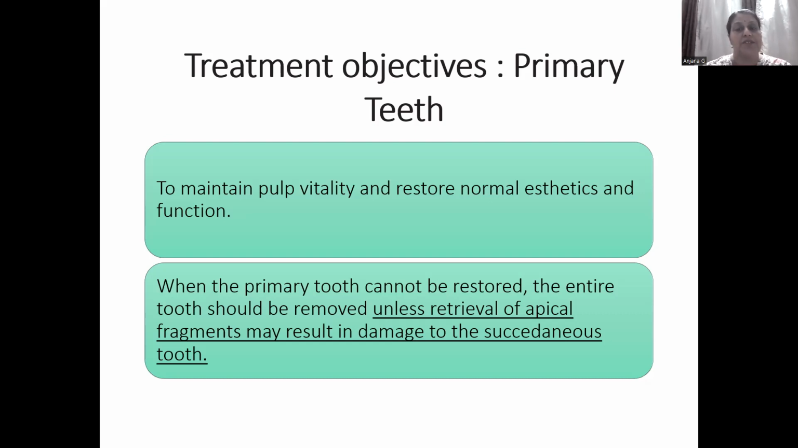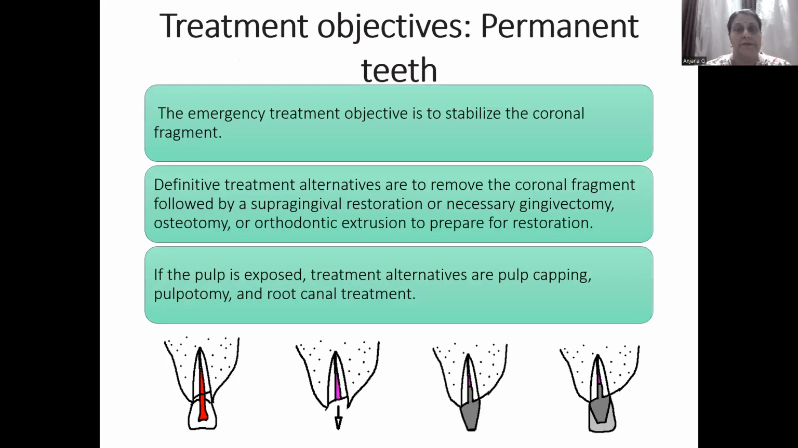That is, if the root fracture is at a higher level, more apically, where the removal of the fragment might damage the permanent tooth, you can leave it there and warn your patient that there is a small piece of root left inside, which is not going to cause any problems normally, but if there is a symptom, they have to report back. Usually, it will come out when the permanent tooth erupts. It will just extrude out. You don't need to worry too much about it.